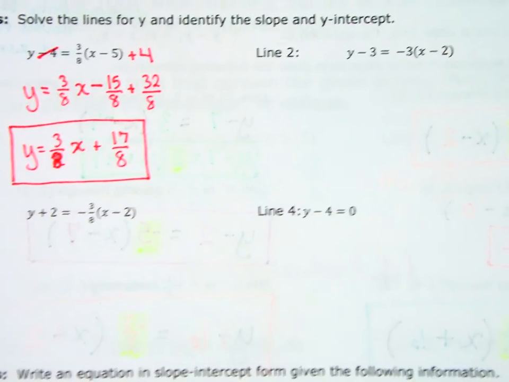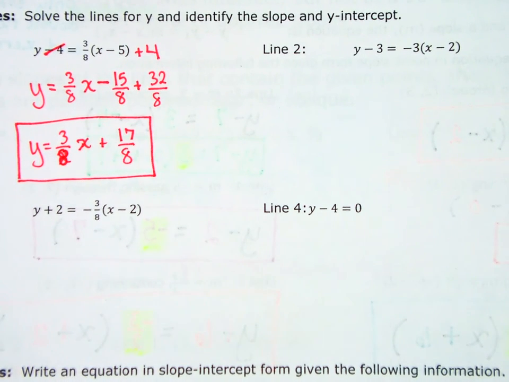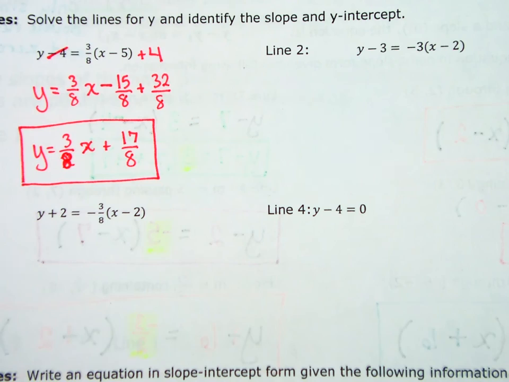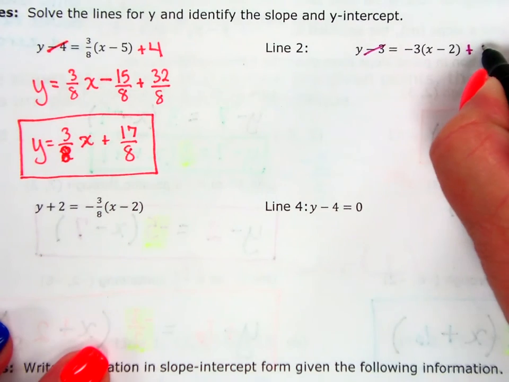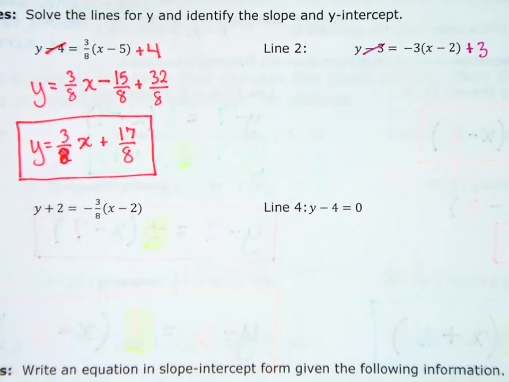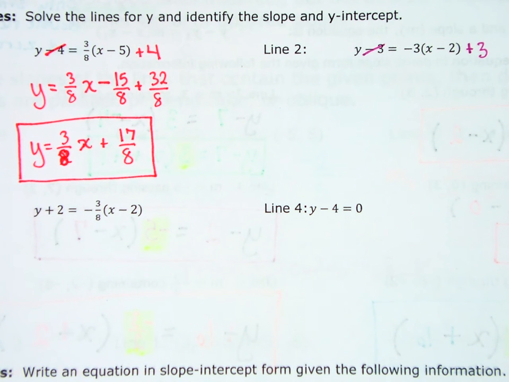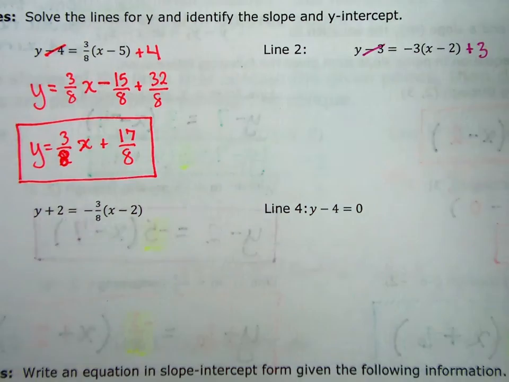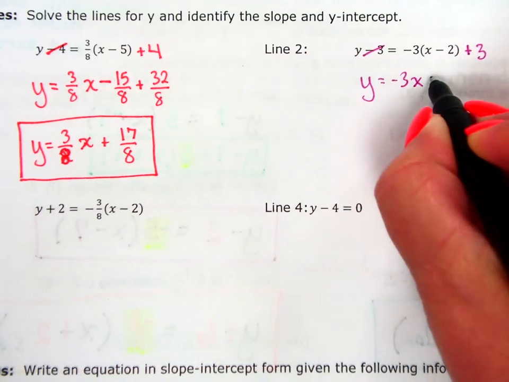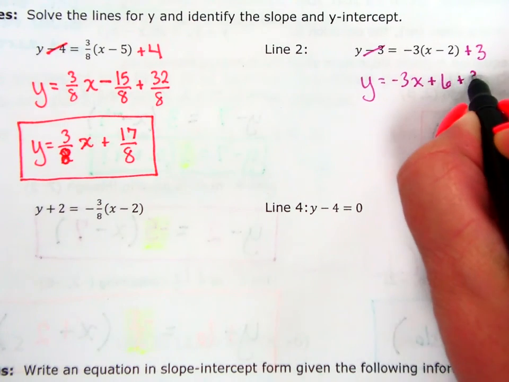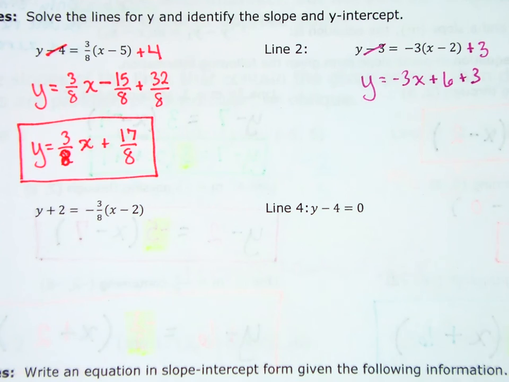Okay? All right. Line 2, if I kind of follow the same pattern that I did on line 1, what is the first thing I'm going to do? I'm going to add the 3 to both sides. So when I add it to this side, it's going to cancel out, and then I'm going to add it to this side. What's the next step I'm going to do? Distribute that -3. I have to get rid of the parentheses. Y equals -3x plus 6 plus 3.